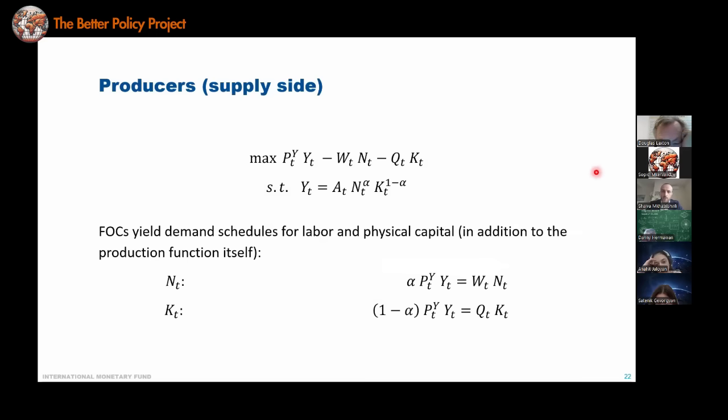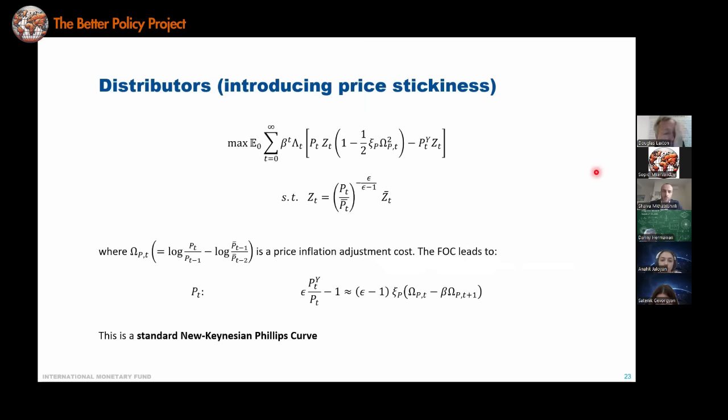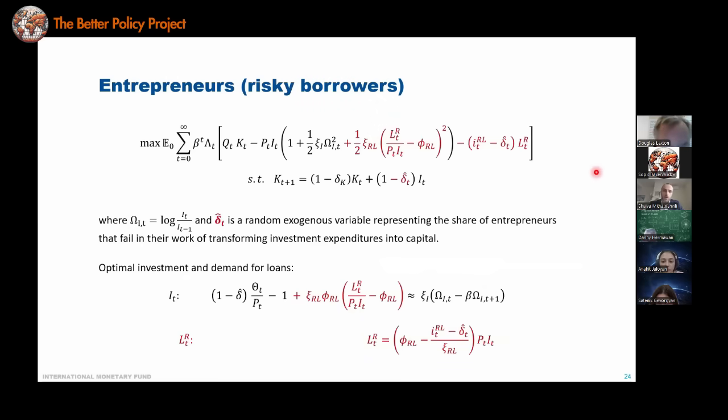The producer side is pretty standard. They just produce goods from labor and capital. We have distributors. The only objective of having distributors is to generate the Phillips curve. That's the only thing. And then we have entrepreneurs that also do very similar things to standard DSGE models, except additionally they also need to have money balances equivalent to their investment expenditures. Again, money acting as a medium of exchange. That's the only thing. So the non-financial sector is pretty standard and simple. The only thing we wanted to have is demand for loans, demand for money balances, and therefore for loans.